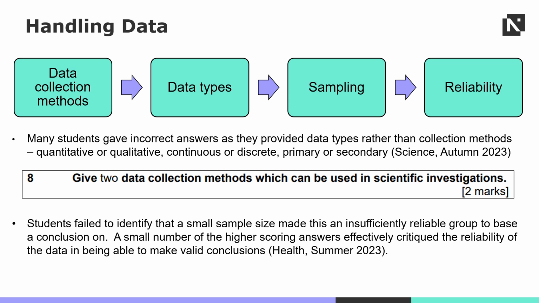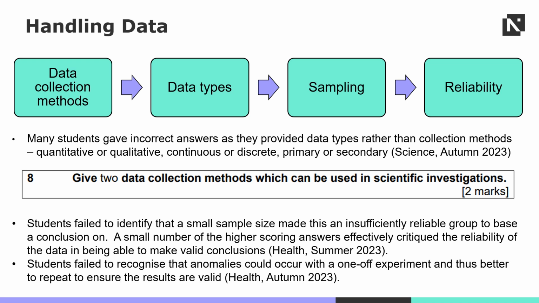Students also fail to understand that using a small sample size may not be sufficiently reliable to generalise to a wider population, and also to recognise that an anomaly in the data could occur with a one-off experiment, and therefore repeated methods would give more valid results.